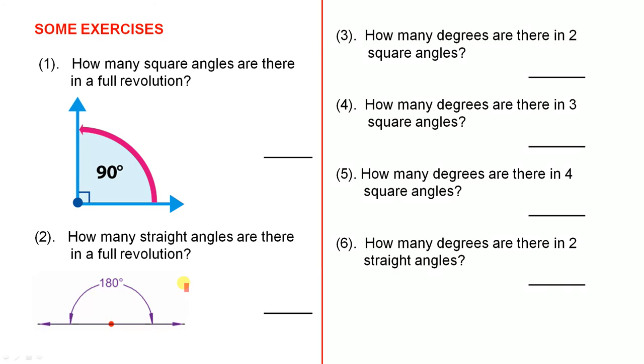Next one, how many straight angles are there in a full revolution? Number 3, how many degrees are there in 2 square angles? How many degrees are there in 3 square angles? How many degrees are there in 4 square angles? And finally, how many degrees are there in 2 straight lines?